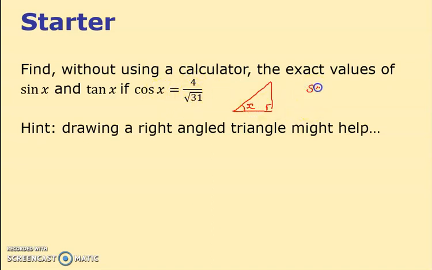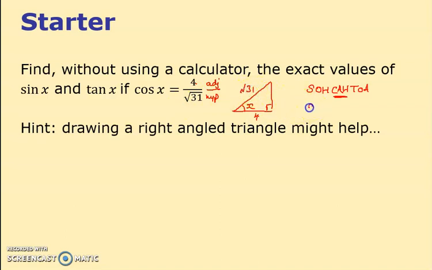But you might remember this SOHCAHTOA rule. SOHCAHTOA says that, for instance, cos is adjacent over the hypotenuse. So this is the adjacent, and this is the hypotenuse. And effectively on my triangle I can therefore say the adjacent must be 4, and my hypotenuse is root 31.